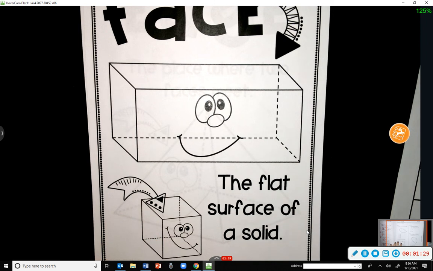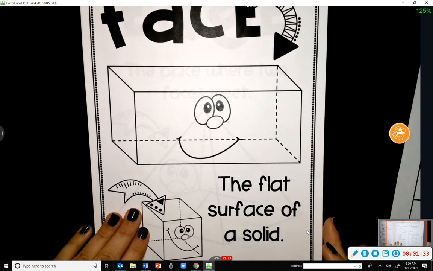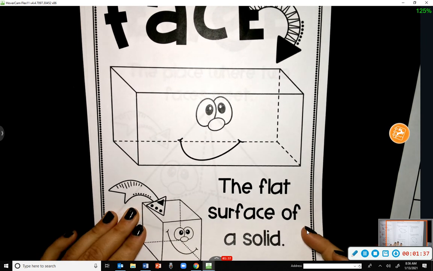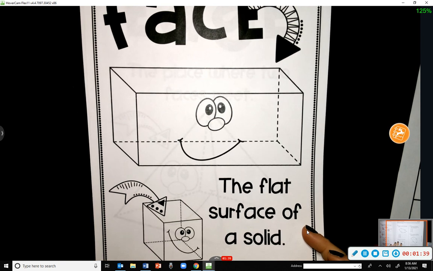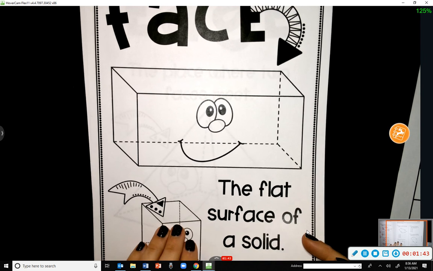What about the bottom of a cone? The bottom of a cone is a face because it's flat. It's not curved, okay? But a sphere, it's all the way curved, right? It's like a ball. That is not a face, okay?